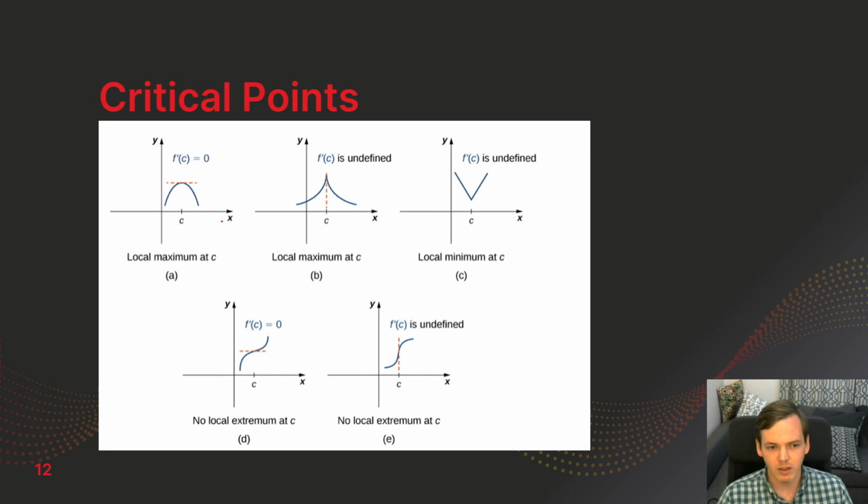So we can see all the examples here. The maxima are those first two, A and B. And then you've got minima for C. You could also have one like we saw before, a minima like this. And then you've got examples where f prime of c is 0 and f prime of c is undefined, but there is no extrema because it continues increasing as you go through it.